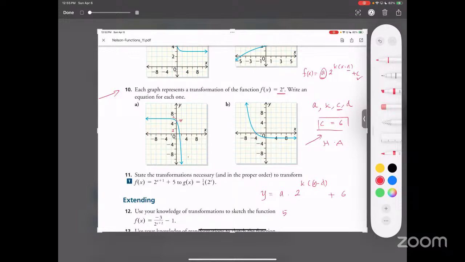So 5 is equal to A times 2 to the power of k, x is 0, and then minus d plus 6. So I move that 6 to the other side. Negative 1 is equal to A times 2 to the power of 0 minus d, which is minus d, kd. Are you seeing that so far? I can create an equation based on the value. Now the question for us is, how do we obtain the k value, A value, and D value?